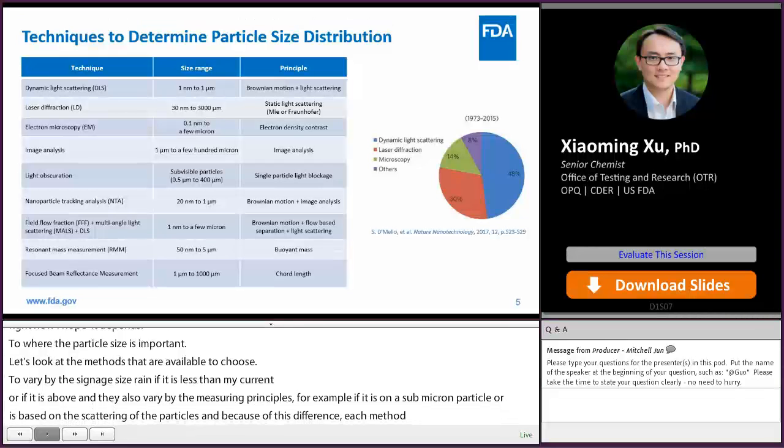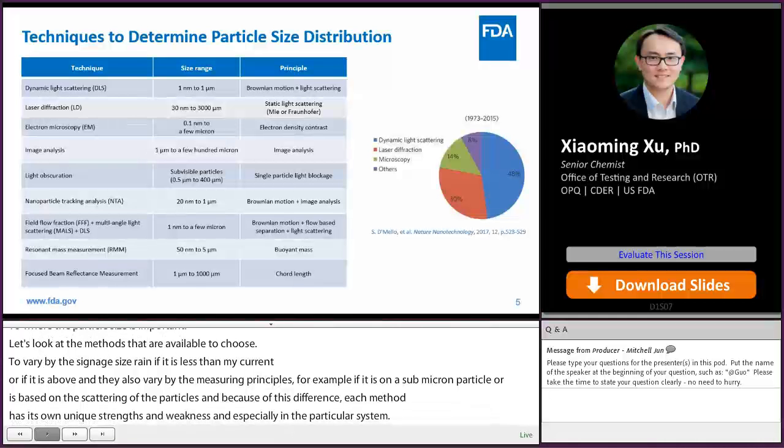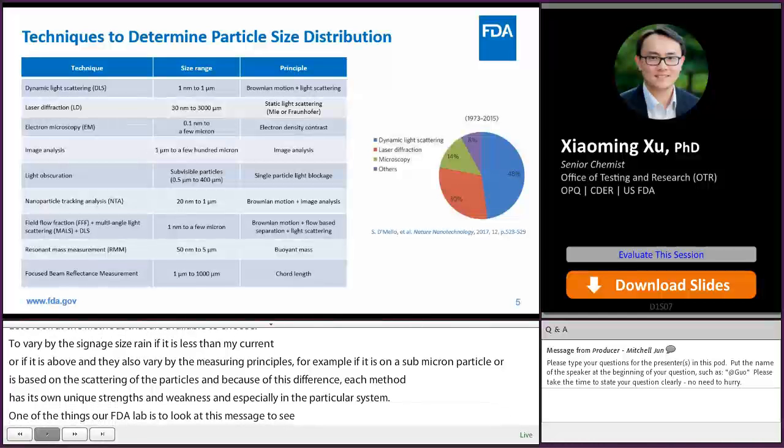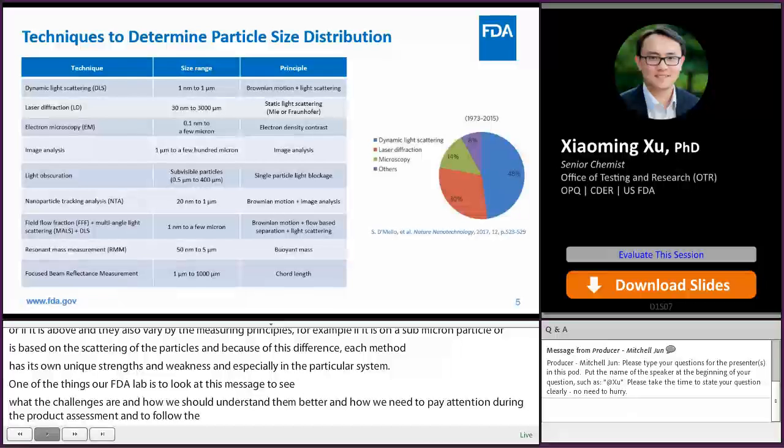One of the things our FDA lab does is to look at these methods to see what the challenges are, how we should understand them better, and what we need to pay attention to during the product assessment. Of all the methods that we have explored so far, we know two methods account for the majority, indeed about 80% of the usage in submissions. They are dynamic light scattering, DLS, and laser diffraction. So in the following slides, I will focus my discussion on these two techniques.